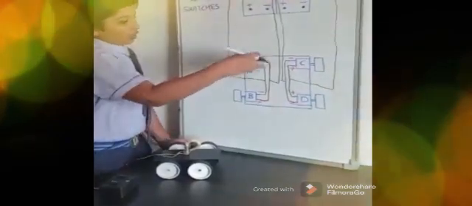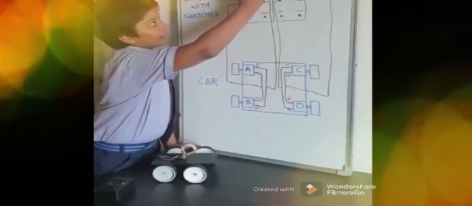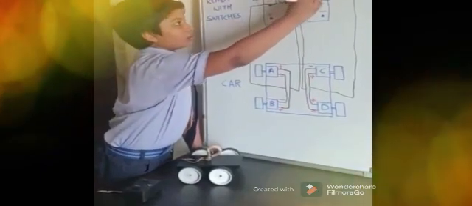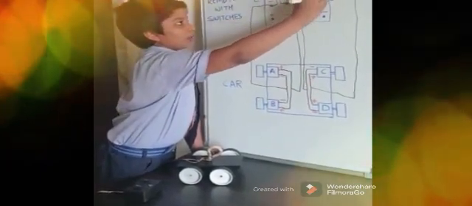After this, I connected the 9 volt batteries to the remote so that the car and the remote both get the current. Negative to negative and positive to positive, same with the other battery, negative to the negative and positive to the positive.